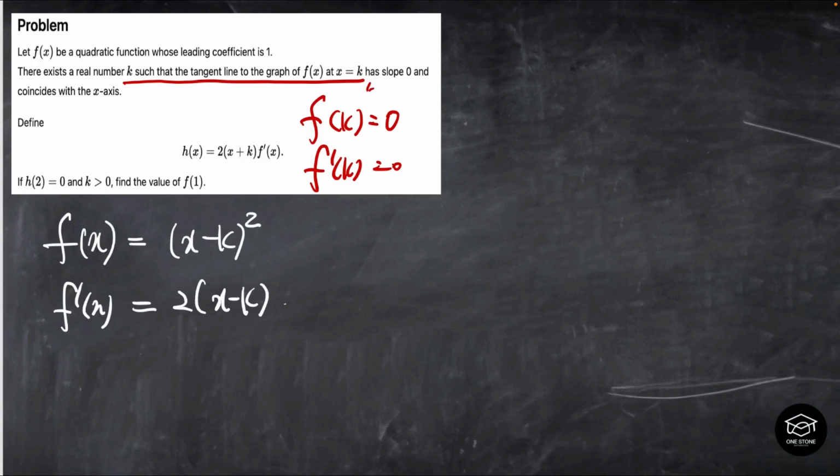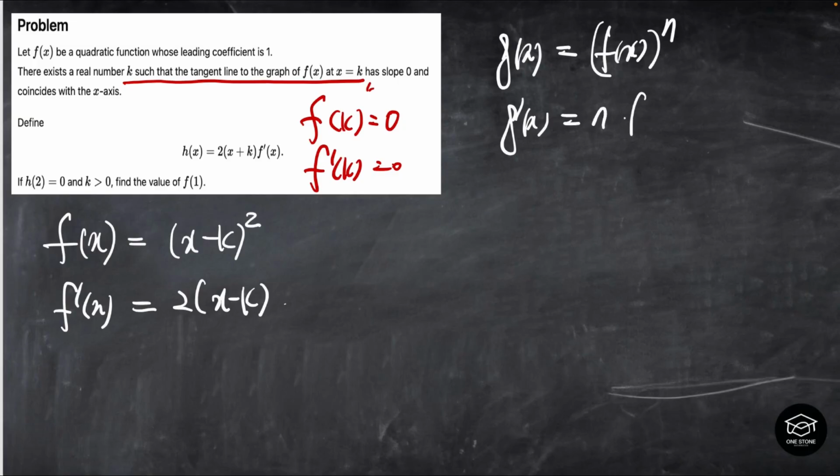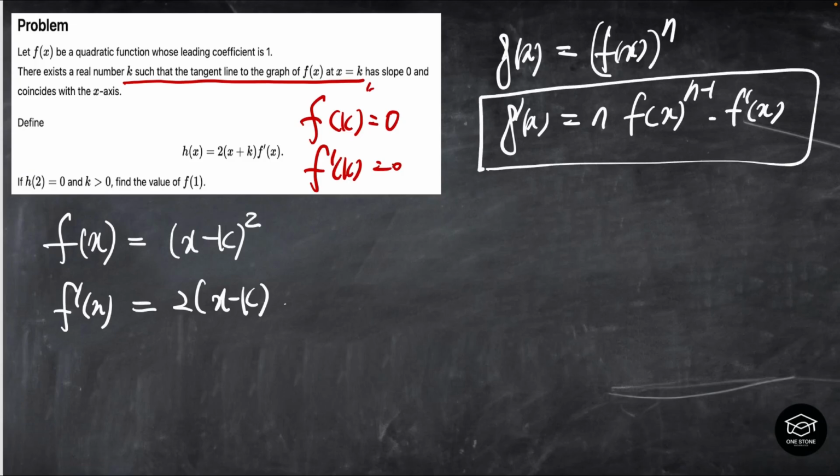In fact, if we recall the general rule for differentiating a function raised to a power, the derivative of the quantity f of x to the n is n times the quantity f of x to the power of n minus 1, multiplied by f prime of x. Applying this rule here, we can see directly that the derivative of the quantity x minus k squared is 2 times the quantity x minus k without needing to expand it.